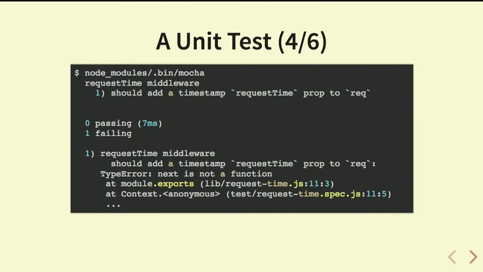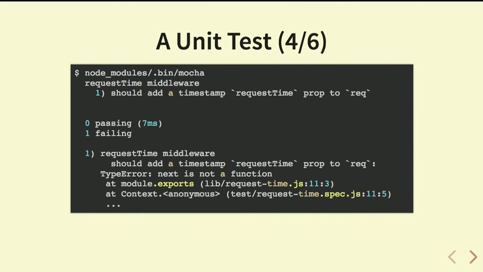So what do we see here? We see this first line, request time middleware. This is the suite. Below that is a test. And I believe that number shows up to cross-reference down here. It's a number if it fails. It's a check if it passes. And we can see we have no passing tests in 7 milliseconds, one failing test in 7 milliseconds.